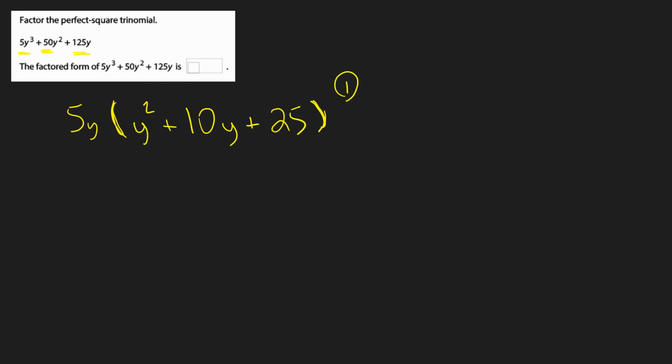So the answer is quite simple. The 5y is going to stay there. And this is going to be right here, y plus 5 times y plus 5. And just imagine foiling that out real quick.